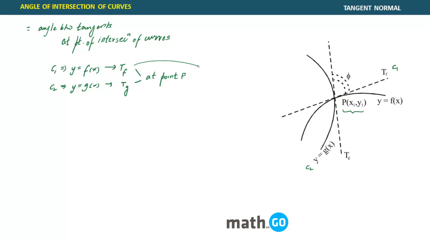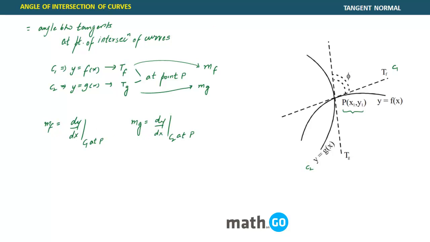Now, what is the slope? Let's say the slope of this tangent will be MF, and the slope of this tangent will be MG. If we can find the equation of the tangent, that means we have the slope. So how can you find the slope? MF is very easy to find. You will do dy by dx for the C1 curve at P, and similarly for MG, you will do dy by dx for the curve C2 at point P, right? This is how you will find MF and MG.